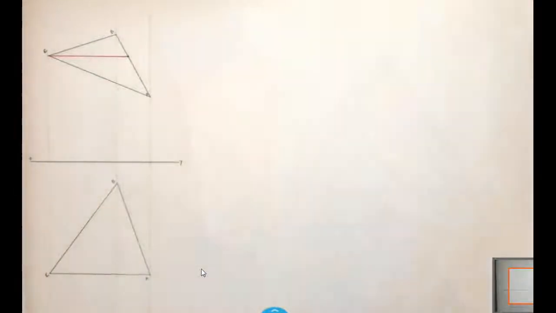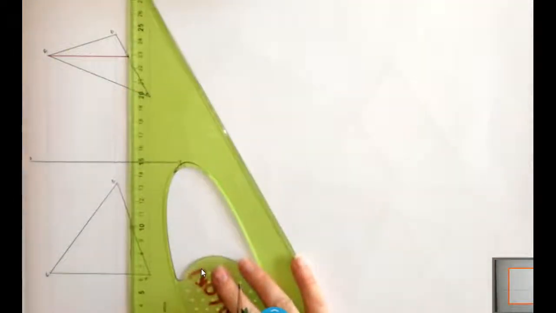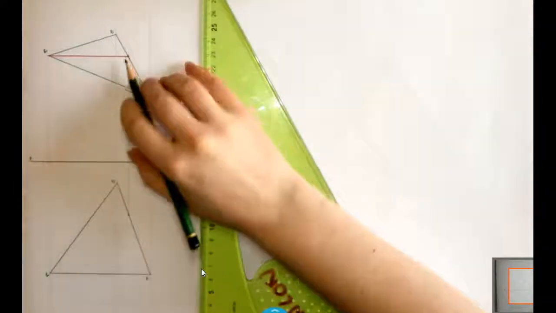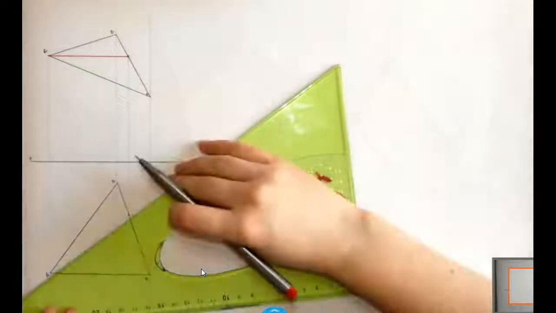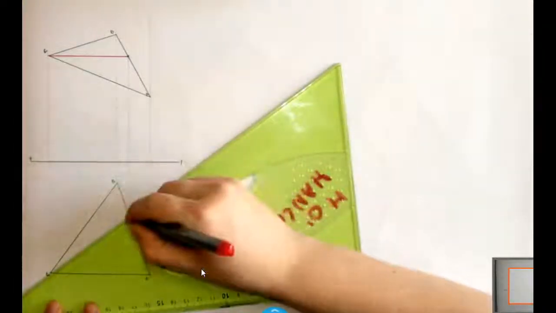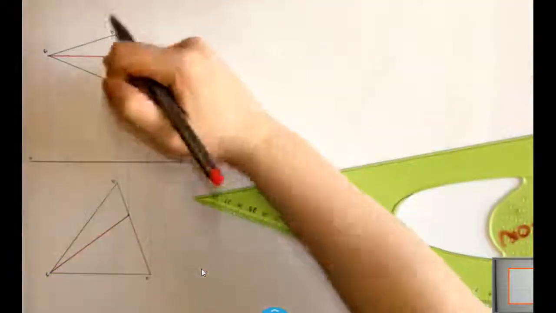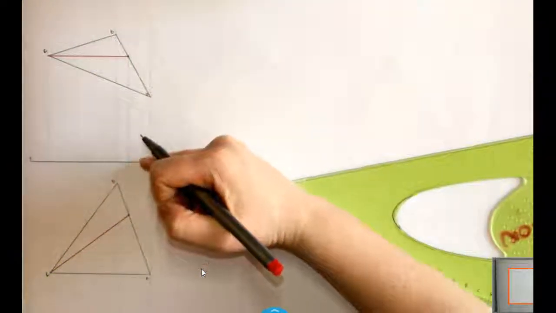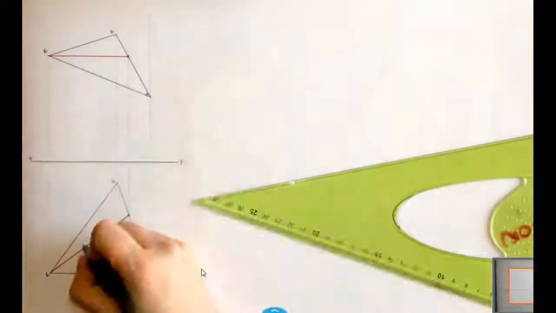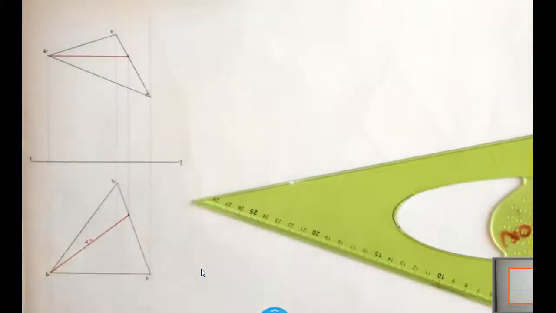So we're going to bring that point down to my plan to get the corresponding point. In my elevation, this point joins to C, so likewise in my plan, it's going to join back to C. Now, as I was saying earlier, because this line is parallel to my horizontal plane or my XY line, this has to be a true length.